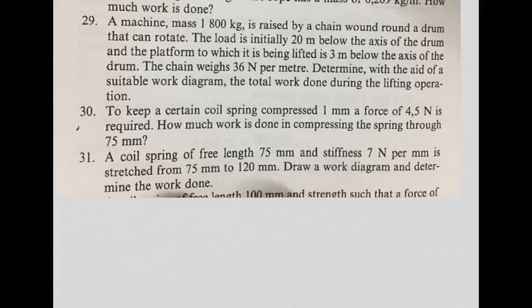Let's start with number 29. It says a machine of mass 1800 kilograms is raised by a chain wound around a drum that can rotate. The load is initially 20 meters below the axis of the drum, and the platform to which it is being lifted is 3 meters below the axis of the drum. The chain weighs 36 newtons per meter, so that's got to be taken into account when we work out the work done. Determine with the aid of a suitable work diagram the total work done during the lifting operation.